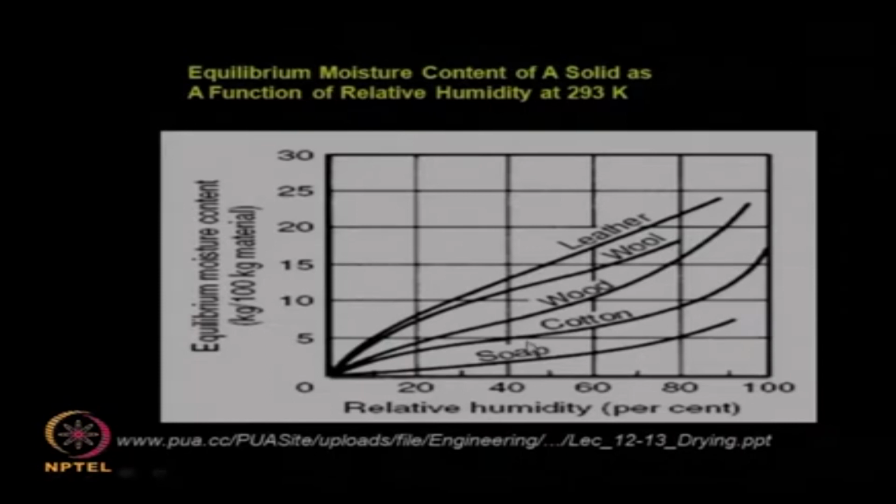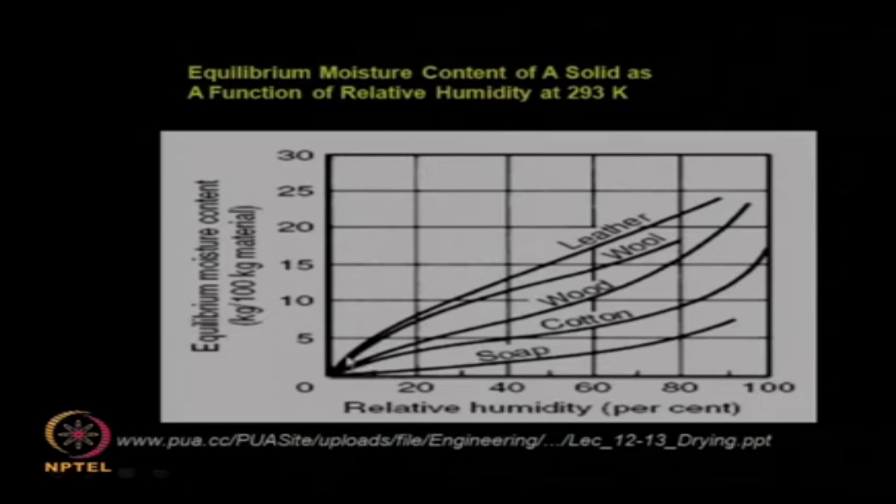So each solid has a certain equilibrium moisture content depending upon the solid properties, the porosity, what types of pores it has and so on. This is a picture taken from this particular reference. So on the x axis you have the relative humidity in percentage, and on the y axis you have equilibrium moisture content, that means kg per 100 kg of material.